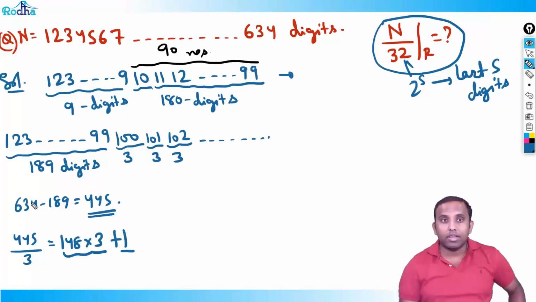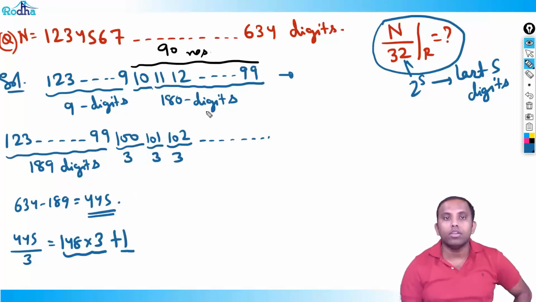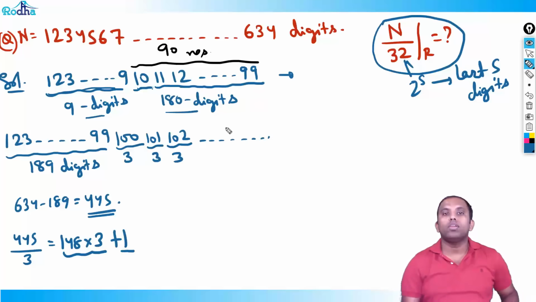So 634 digits in total. If we write 1, 2, 3, that means all the 9 single digits and then all the two digit numbers are written, then 9 plus 180, total 189 digits are counted from 1 to 99. After that it starts with 3 digit numbers, each containing 3 digits. Total 634 digits, 189 already over, so you're left with 445 digits. 445 by 3, because each number contains 3 digits, is 148 into 3 plus 1.